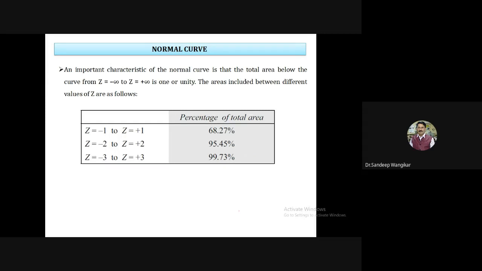So the area is covered from minus infinity to plus infinity, and the area from minus 1 to plus 1, minus 2 to plus 2, minus 3 to plus 3 is given. You can see here, from minus 1 to plus 1, the area is shown as 68.25 for this first combination. For minus 2 to plus 2, it is shown as 95.45, and for minus 3 to plus 3, 99.76.